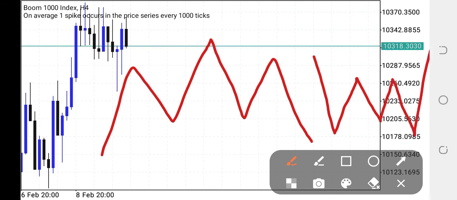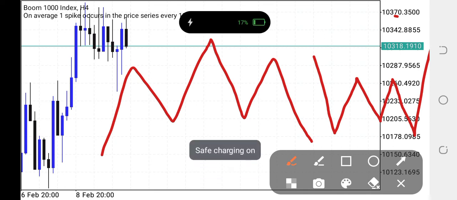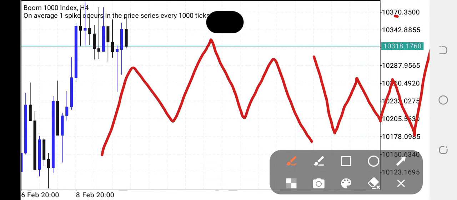Sorry for my drawing. Just understand what I'm trying to say. This head and shoulder pattern is very interesting. I trade them very well. I really love these head and shoulder patterns.